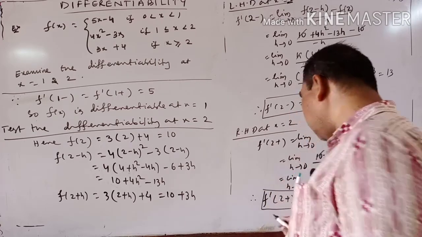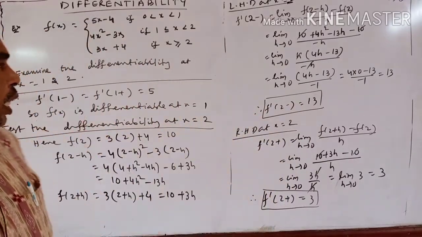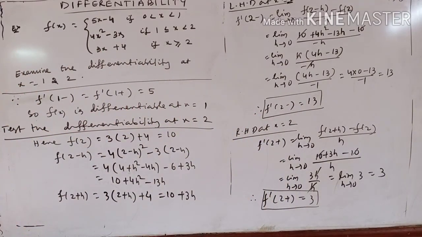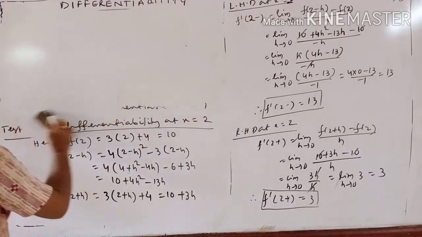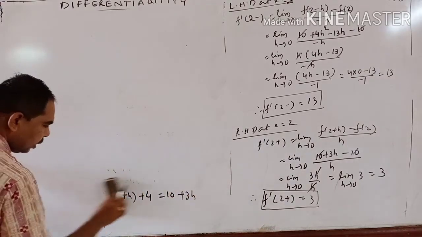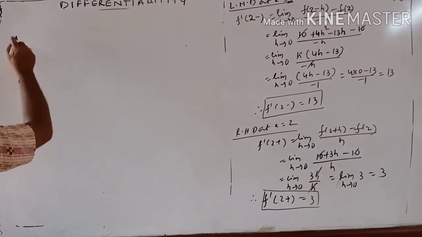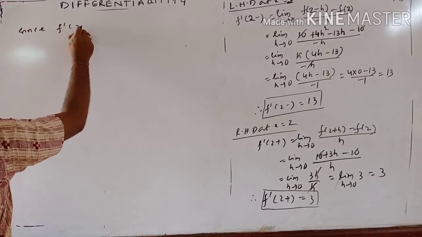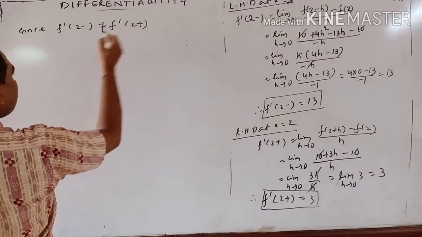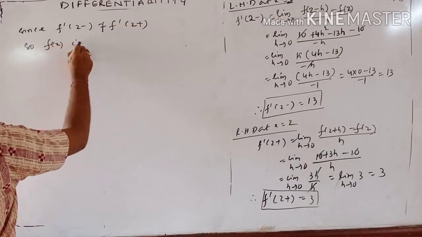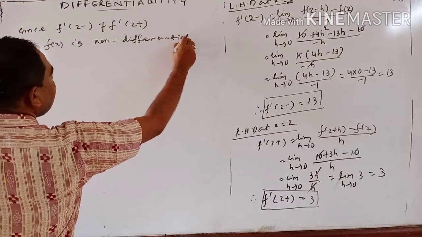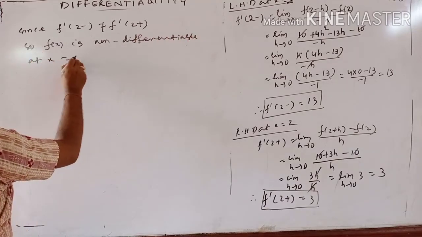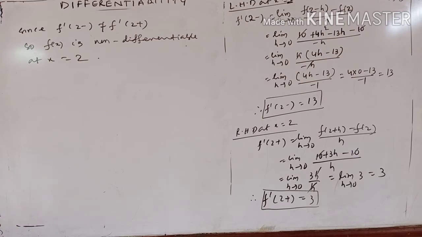Therefore f dash 2 plus is equal to 3. So f dash 2 plus is 3, and f dash 2 minus is 13. Since f dash 2 minus is not equal to f dash 2 plus, f of x is non-differentiable at x is equal to 2. So in the first case f x is differentiable at x equal to 1, but here f x is non-differentiable at x is equal to 2.